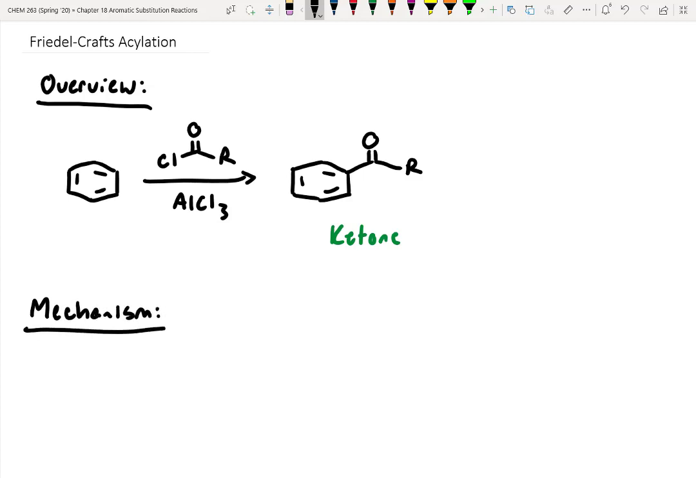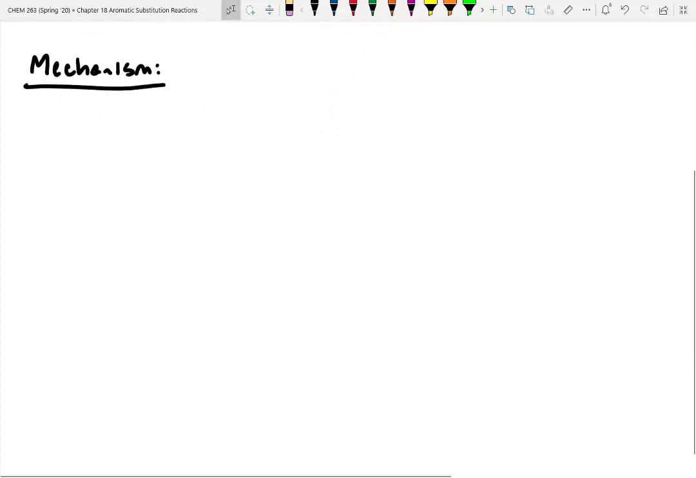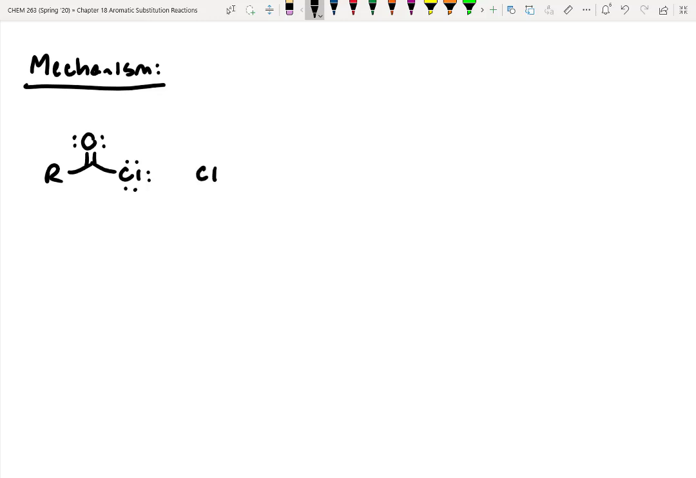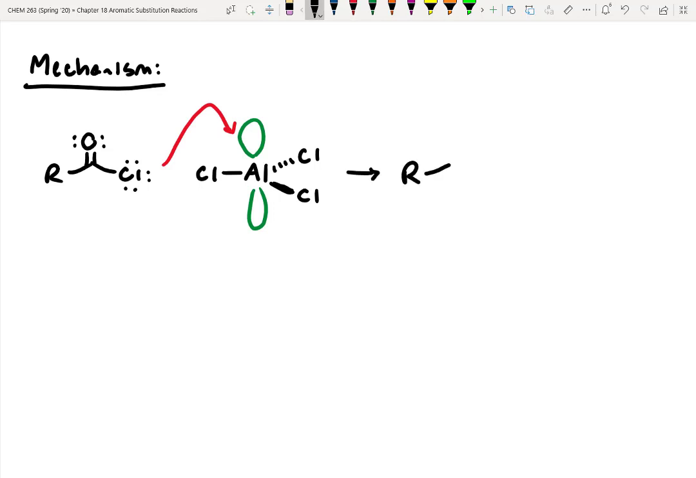The mechanism looks a lot like the previous reaction we looked at, where we have this acid halide, and the halogen has lone pairs, and those lone pairs could be donated to the empty p orbital on aluminum trichloride. So we've got this p orbital hanging out here. This chlorine, let me change colors, is going to just dump its electron density into that p orbital. All right, so we're almost there. We now have this chlorine coordinated to that aluminum.